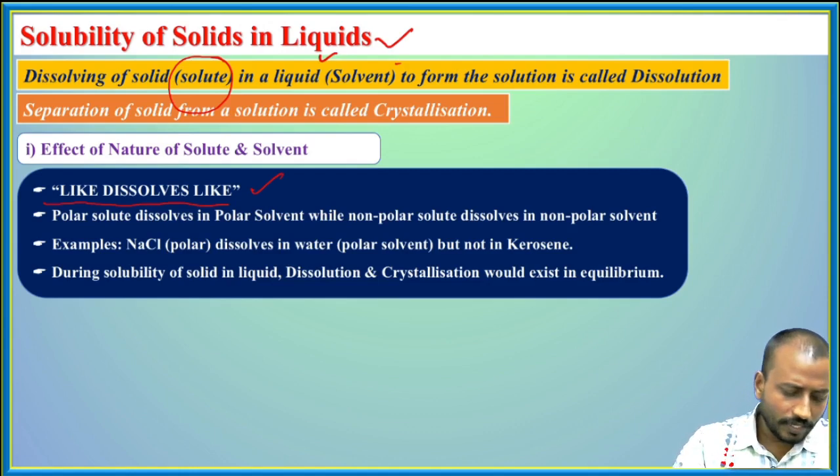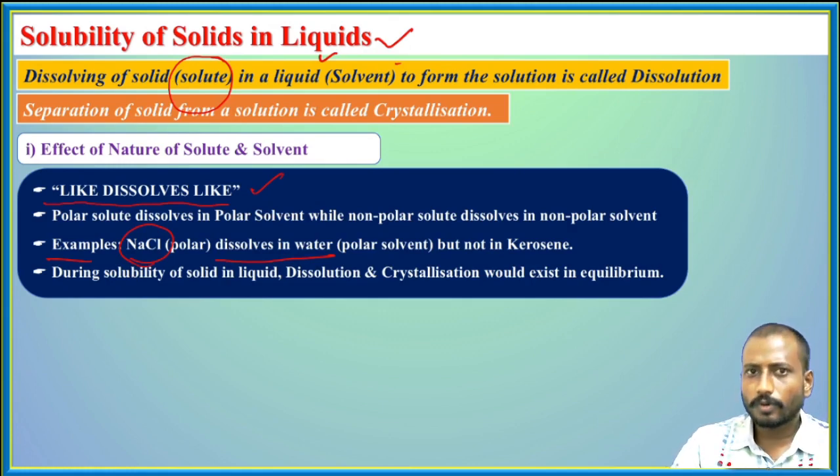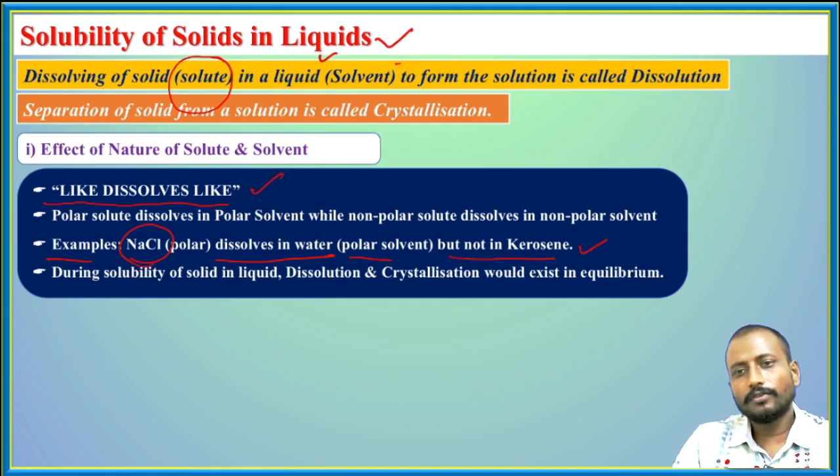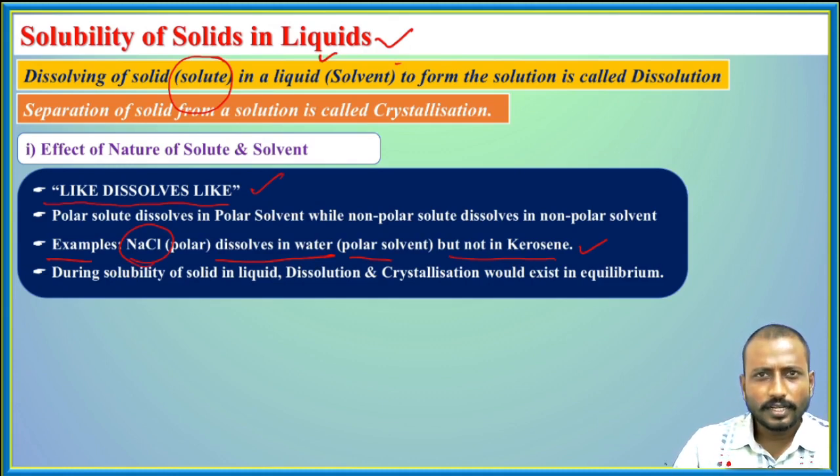For example, at home you have sodium chloride, and it dissolves in water. Water is a polar solvent. Sodium chloride is an ionic compound, so definitely it has charges. Therefore, sodium chloride is soluble in water, but not in kerosene. You can do this experiment also. If you mix salt in kerosene, you can observe that salt does not dissolve in kerosene.